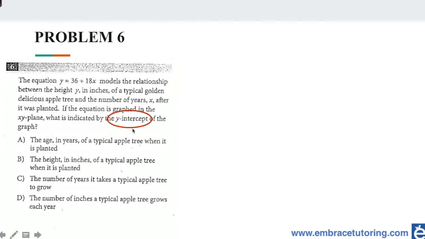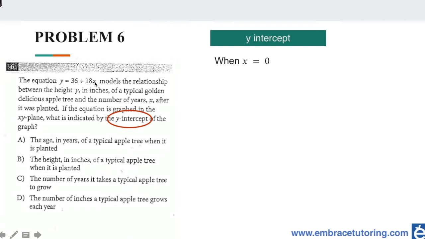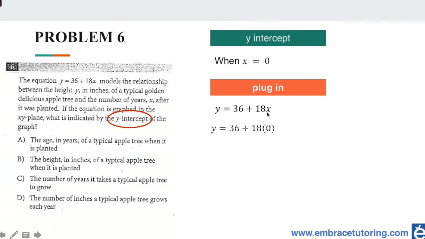Now always remember, as we're interpreting the linear model here, the y-intercept is when x is going to be equal to 0. And initially, it's always referring to what is the starting amount. But if I were to plug in x equals 0 here, just to walk you through this, then what I'm going to get is y equals 36 plus 18x. I'm going to plug in x equals 0, and therefore I will end up getting y equals 36.